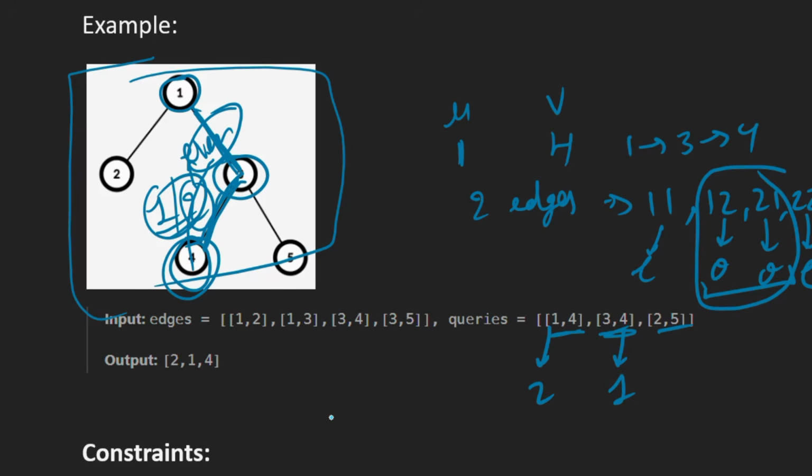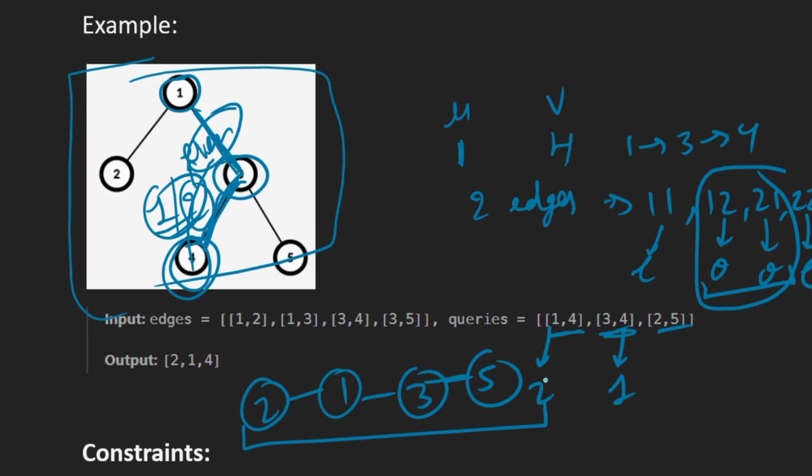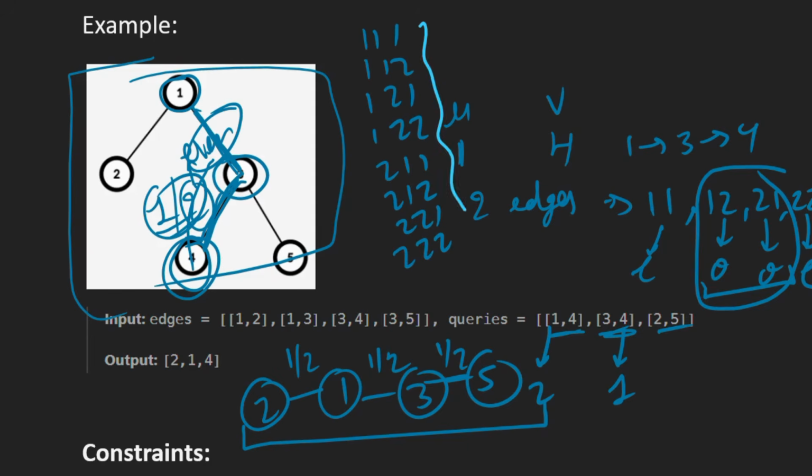Then next is 2 to 5. So for 2 to 5, the path is 2 to 1, 1 to 3, 3 to 5. So basically this is the whole path. So here we have three edges. Here we can assign 1 or 2, here also we can assign 1 or 2, here also we can assign 1 or 2. So if you see all the possibilities: 1 1 1, 1 1 2, 1 2 1, 1 2 2, 2 1 1, 2 1 2, 2 2 1, 2 2 2. So basically these are the eight possibilities in which we can assign edge weights to the path.